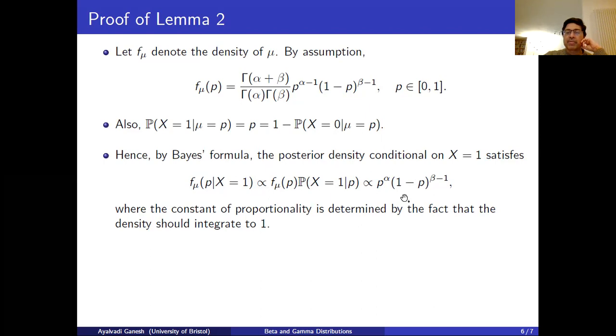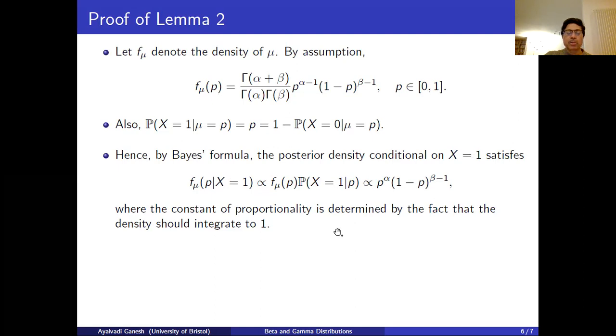So I have p to the alpha minus 1, 1 minus p to the beta minus 1, and I'm multiplying it by p. The probability x equals 1 given p is p. I'm multiplying it by p, so that cancels the minus 1 next to the alpha. Okay, so that's why we get this. So the conditional density of mu evaluated at p, conditional on x equals 1, is proportional to this. The proportionality constant should be such as to make this integrate to 1.